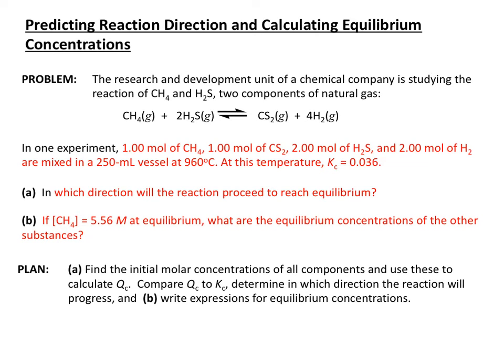I want to check and make sure first that it's a balanced equation. It looks to be a balanced equation. Yes, it is. So we'll make a check on that. In one experiment, 1 mole of methane, CH4, 1 mole of CS2, carbon disulfide, 2 moles of hydrogen sulfide, and 2 moles of hydrogen gas are mixed in a 250 milliliter vessel at 960 degrees C. At this temperature, Kc is 0.036. So that's a very important piece of information.